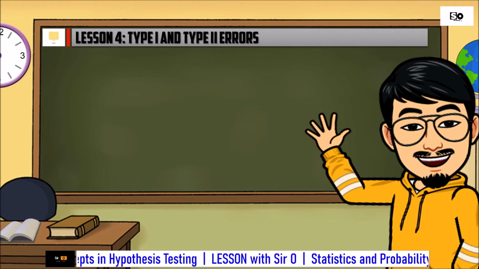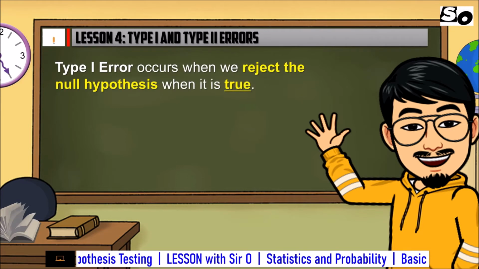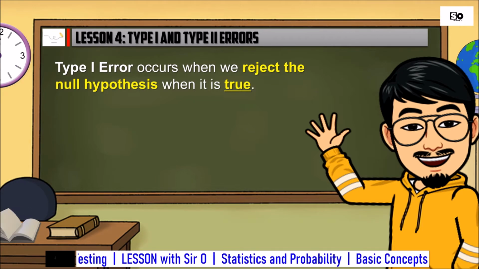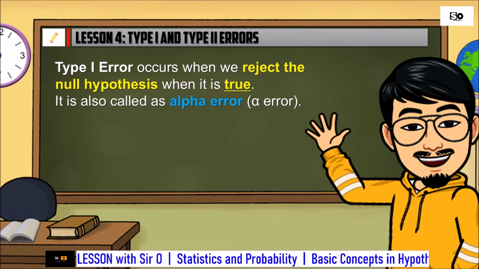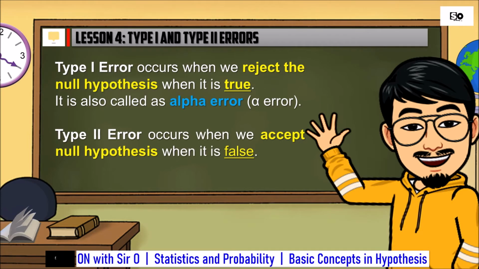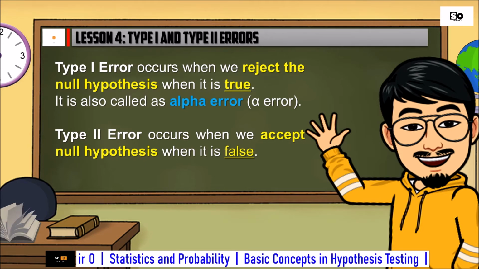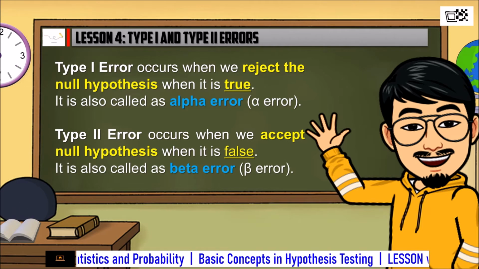Lesson 4. Type 1 and Type 2 errors. Type 1 error occurs when we reject the null hypothesis when it is true. It is also called alpha error. Type 2 error occurs when we accept the null hypothesis when it is false. It is also called beta error.